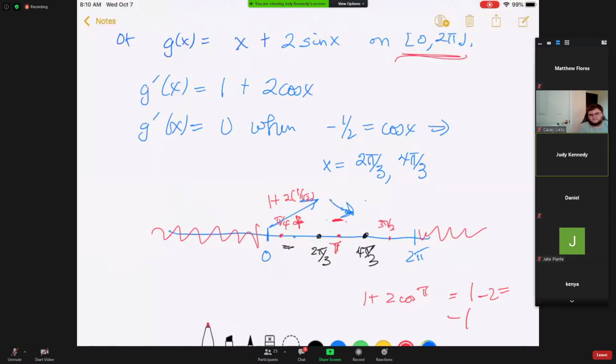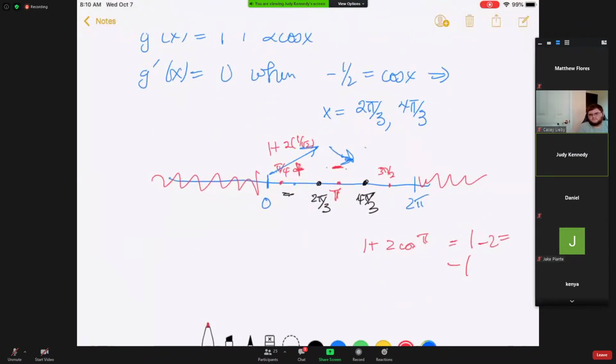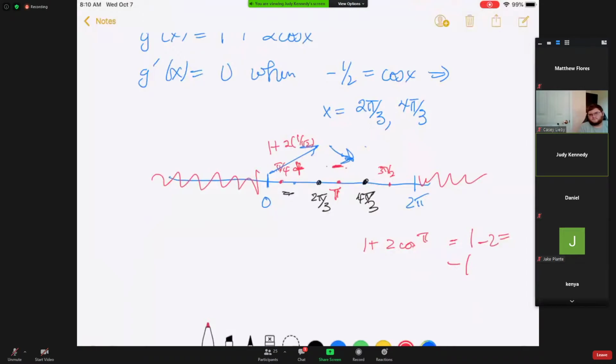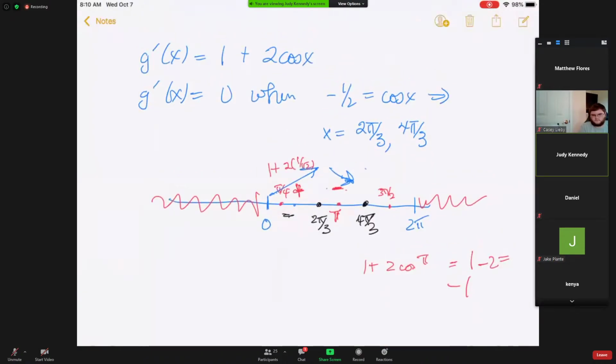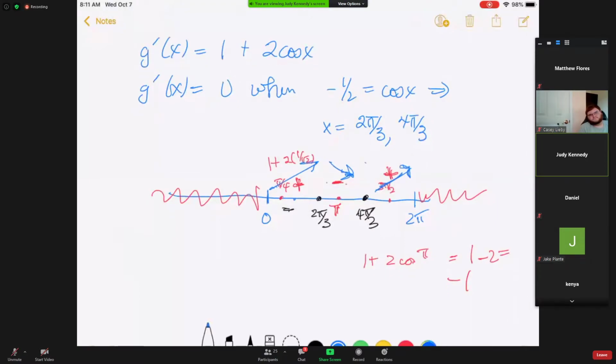Okay, so let's see, I do my arithmetic down here. At 3 pi over 2, the cosine is 0, so that's going to give you 1. That's going to give me a plus, and that means it's increasing on that interval. Okay, so I believe that looks better. All right, so what do we have then?